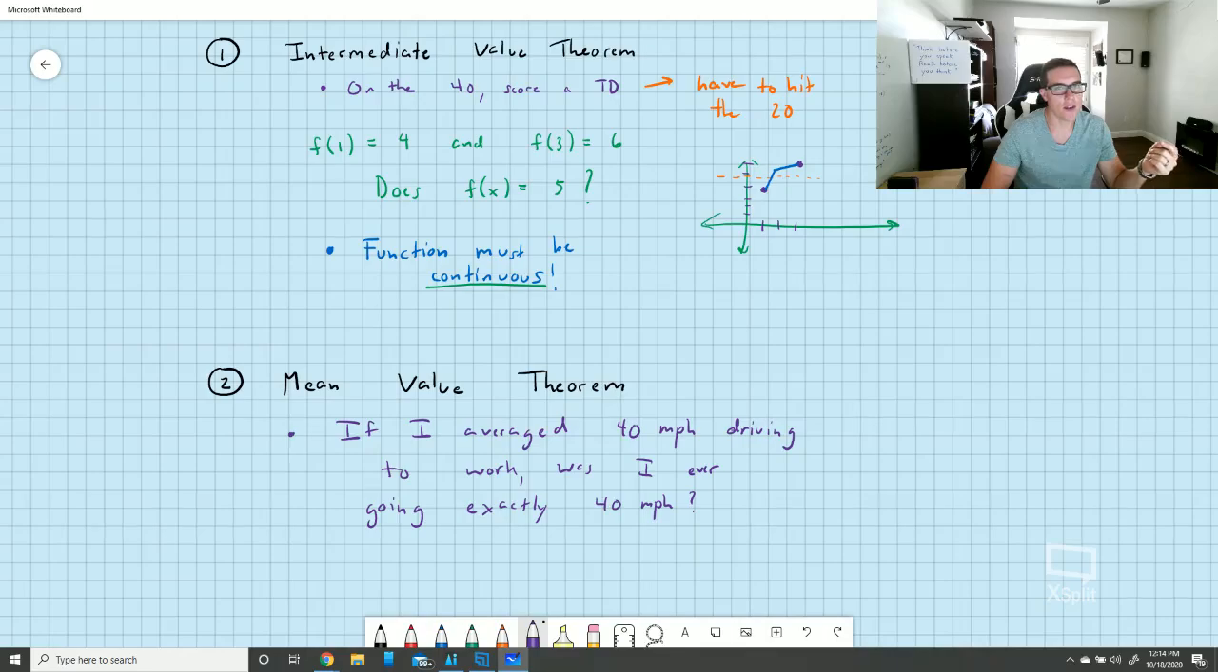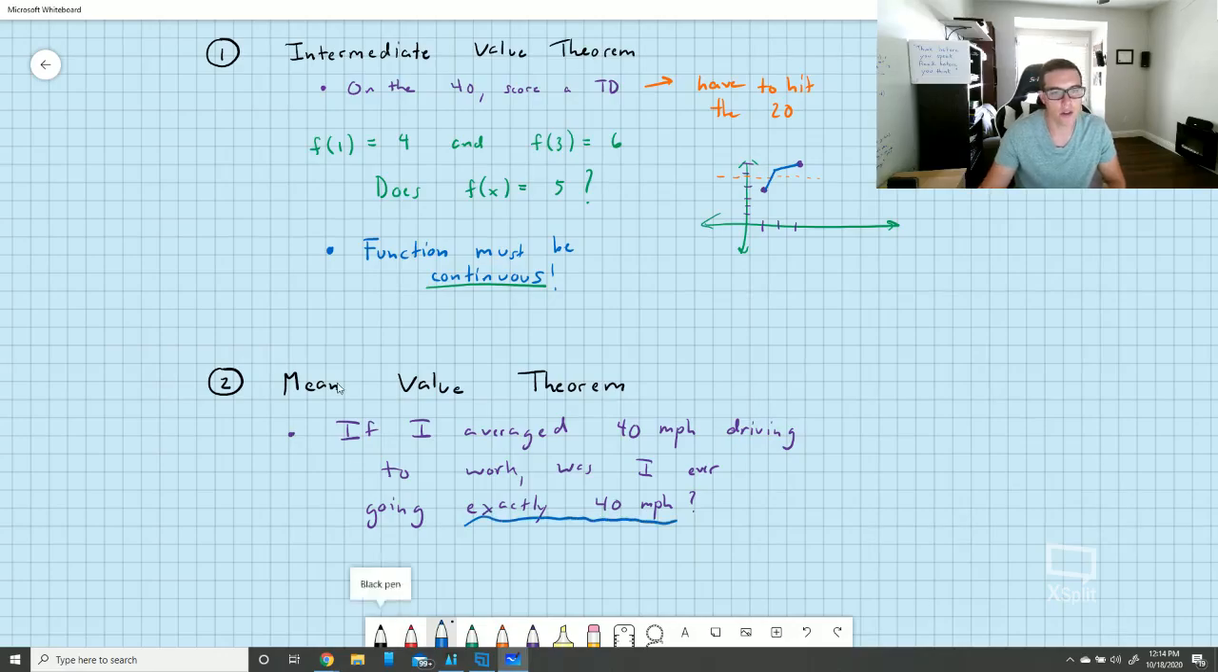Well, if you think about it, maybe sometimes you're driving 20 and other times you're driving 60. That's fine. That's true. I could have been driving 20 most of the time and 60 the other half. But at some point, didn't I have to go from 20 to 60? It's that whole acceleration question I asked you. It's also kind of an application of the intermediate value theorem. The answer is yes. I had to have been going 40 at some point.